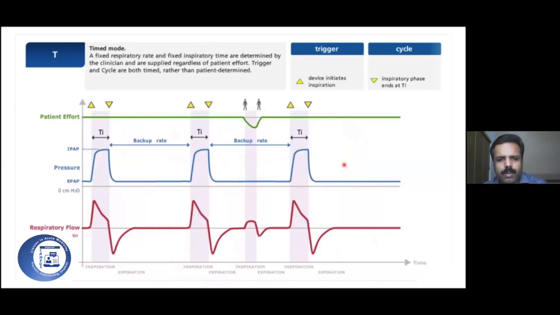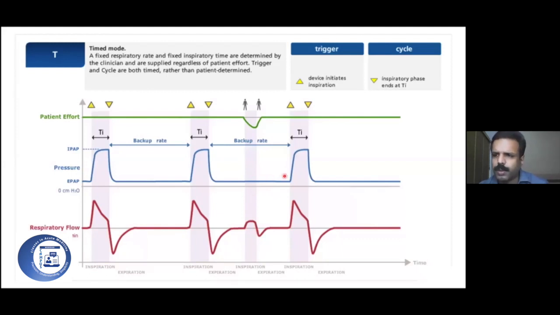And in timed mode, the TI is a fixed one. This is just like a control mode, like pressure control ventilation or assist control mode, where the TI will be fixed. At the end of the TI, it will go into the expiratory phase, the backup rate, then the next TI, the backup rate, the next one. So in between, even if the patient is having an effort, the machine will not support that.